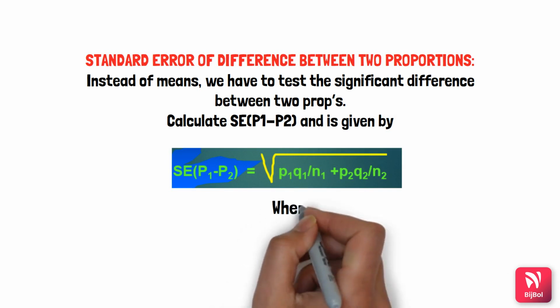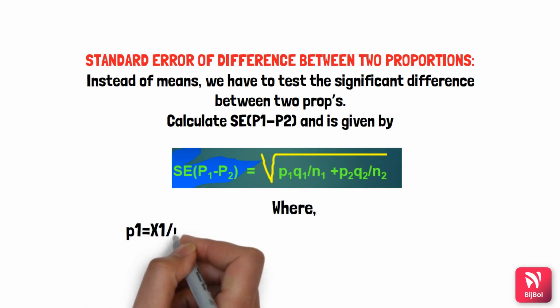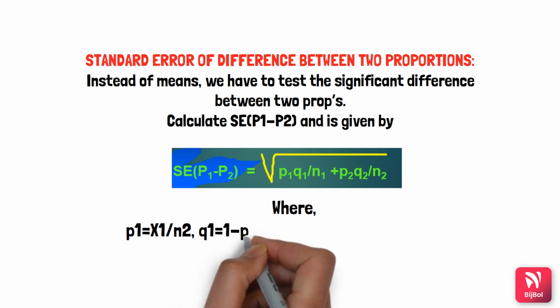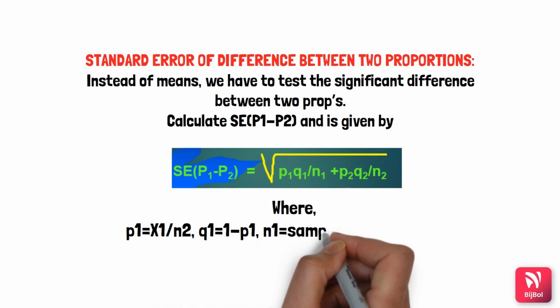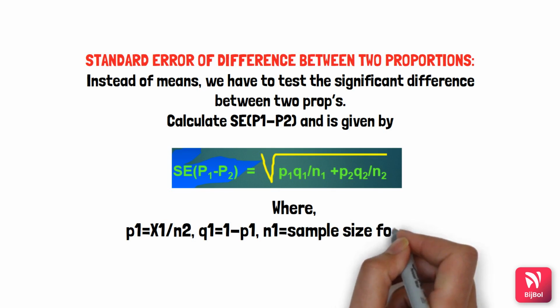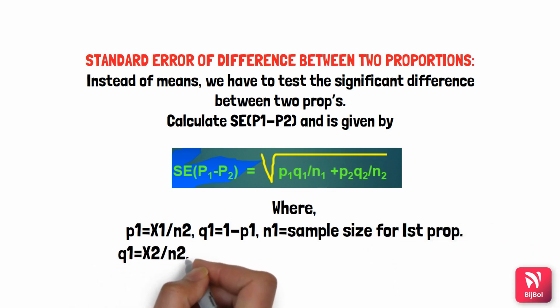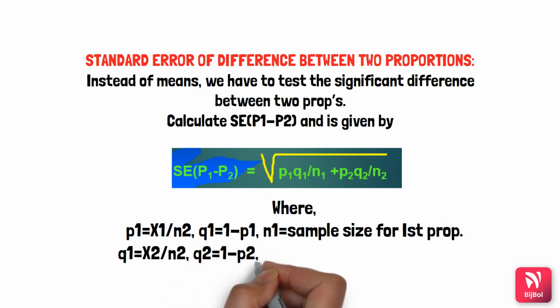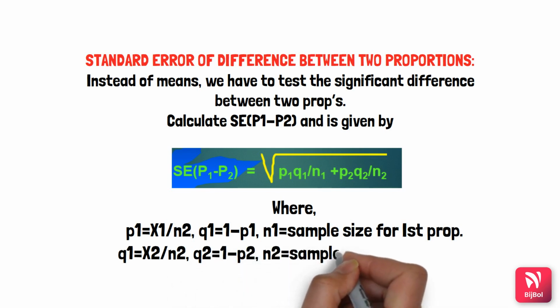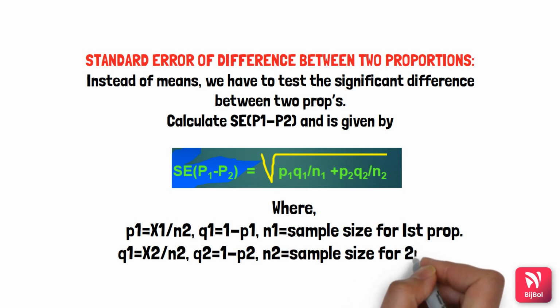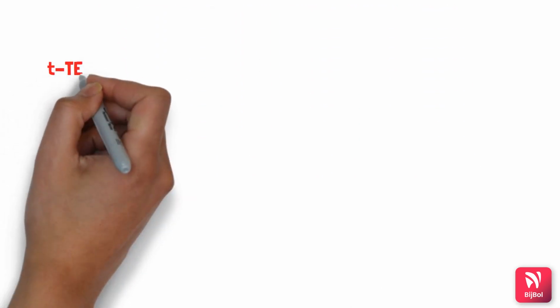We calculate the standard error of proportion P1 minus P2, given by the square root of P1 Q1 divided by N1 plus P2 Q2 divided by N2, where P1 means variable 1 divided by the sample size 1, Q1 means 1 minus P1, and N1 means sample size for the first proportion. P2 would be variable 2 divided by N2, Q2 would be 1 minus P2, and N2 would be the sample size for the second proportion.